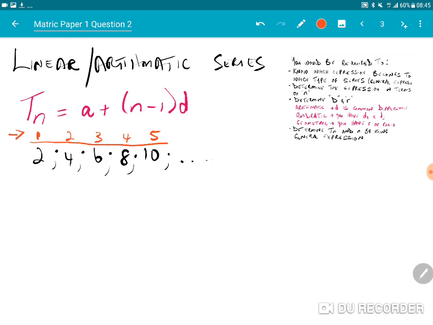This top line here represents n. So n would be the position of the series. So n could be 5, and that is the fifth position of the series. n could be 3, and that would be the third position of the series.